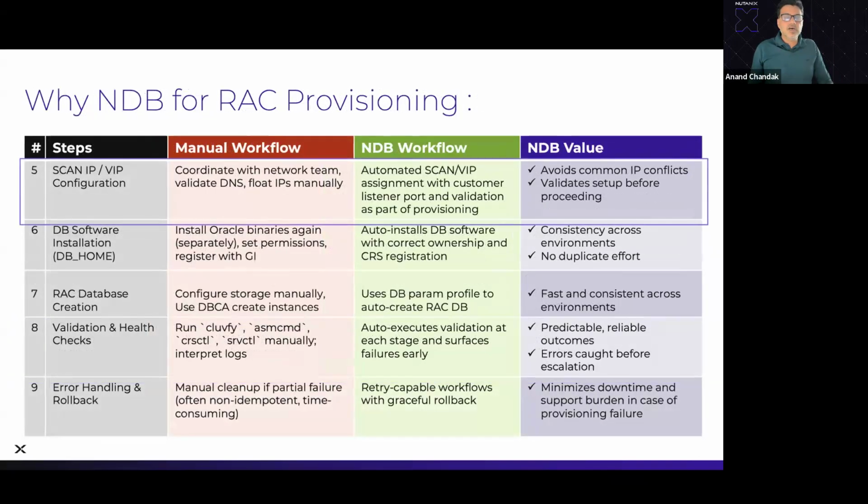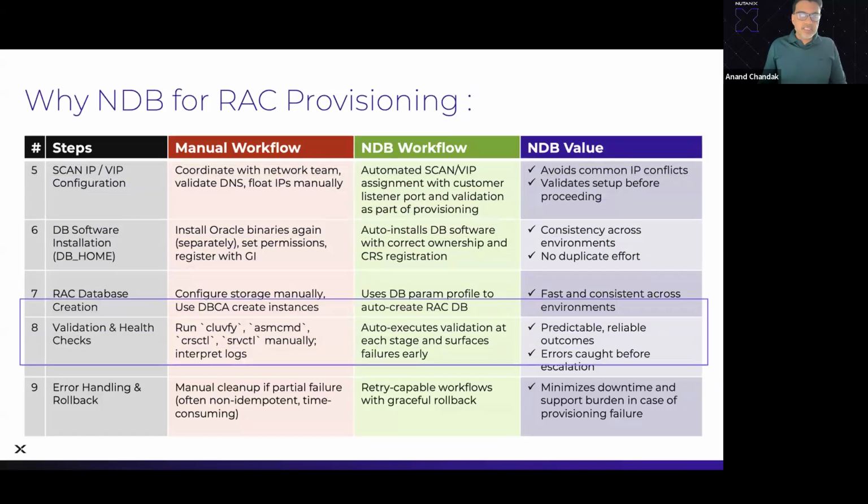As I move along, in this slide I have highlighted the other set of typical pain points of RAC provisioning. In step five, which I mentioned as I was talking about the architecture diagram, is the SCAN VIP, the SCAN IP and the VIP configuration. It involves coordination with the network team. You need to validate DNS. You make sure the floating IPs are manually configured and so on. All of this is eliminated using NDB. We set this all up in an automated fashion, so you avoid the common IP conflicts and so on.